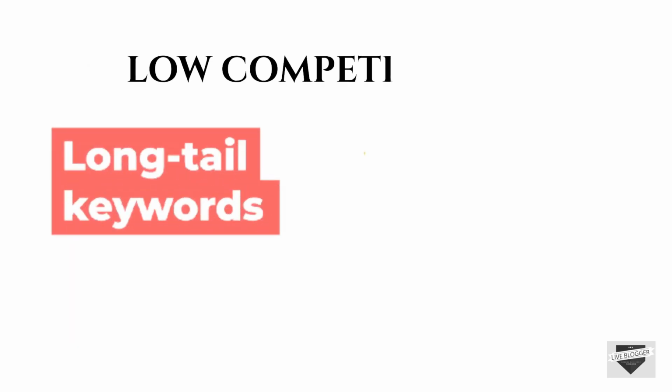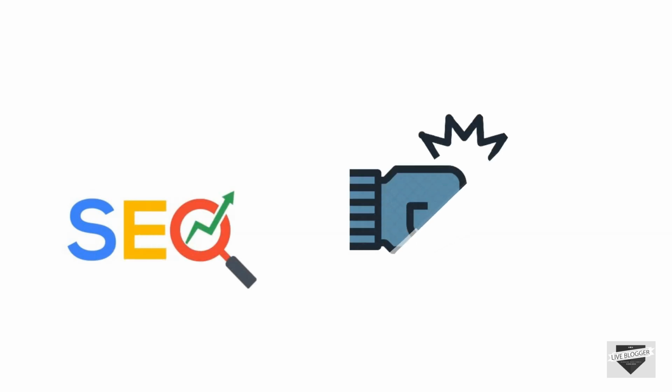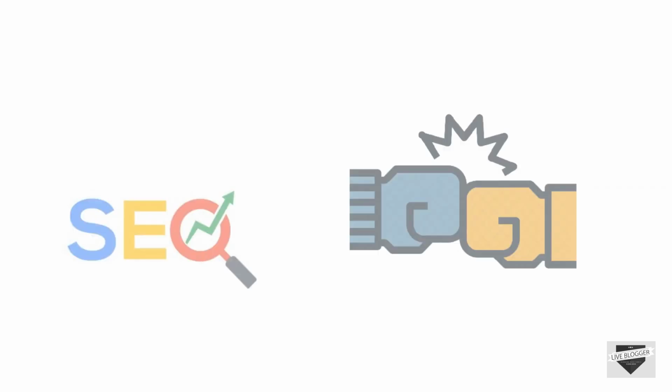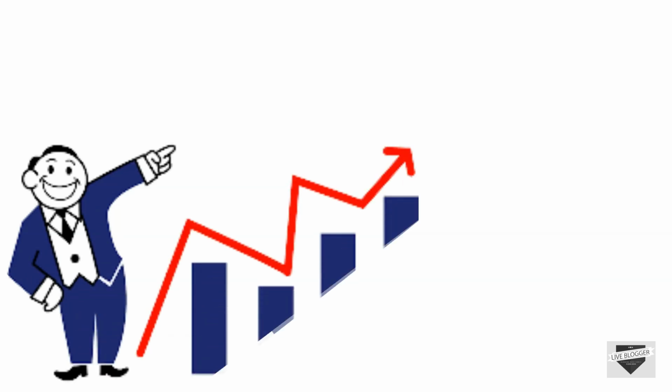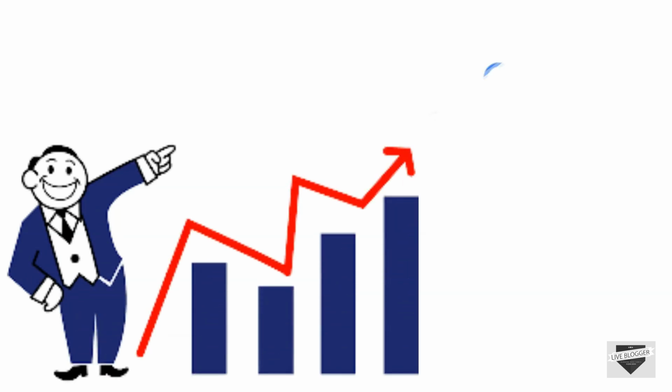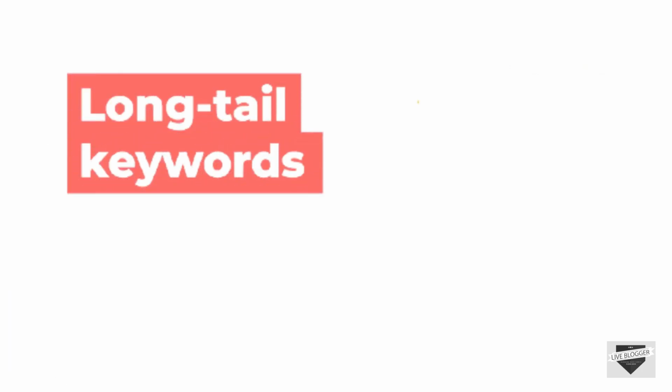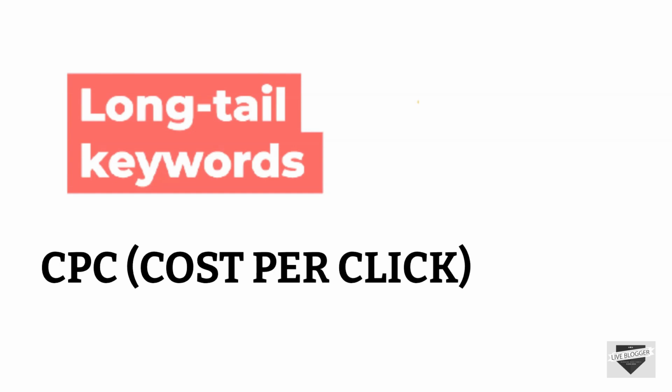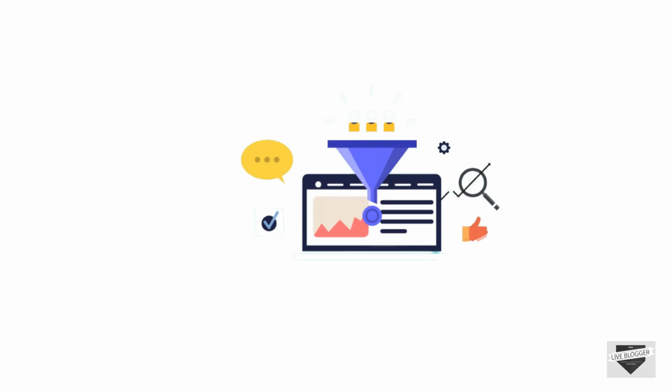The first reason is that long tail keywords have low competition. When it comes to SEO, long tail keywords are less competitive than short tail keywords. Long tail keywords are valuable for businesses who want their content to rank on organic Google searches. If you are using a long tail keyword, you'll get less CPC, that is cost per click, because of less competition.